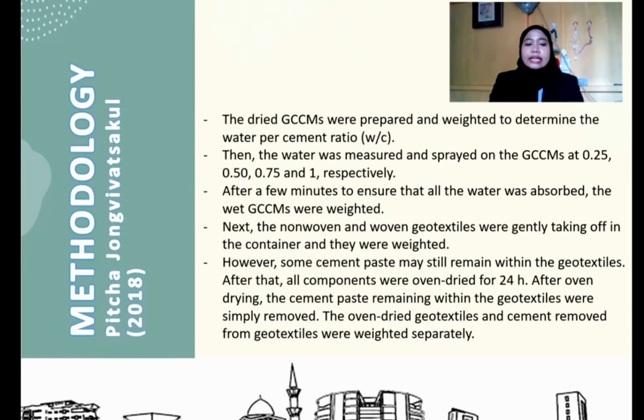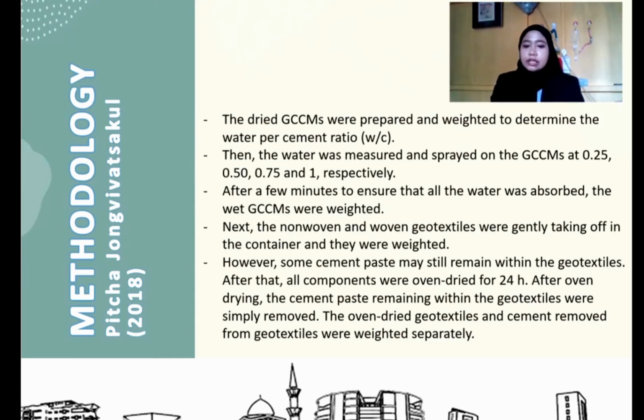Next, for the second study case, for the methodology, the dried GCCM were prepared and weighed to determine the water per cement ratio, which is W divided by C. Then the water was measured and sprayed on the GCCM at 0.25, 0.50, 0.75 and 1 respectively.